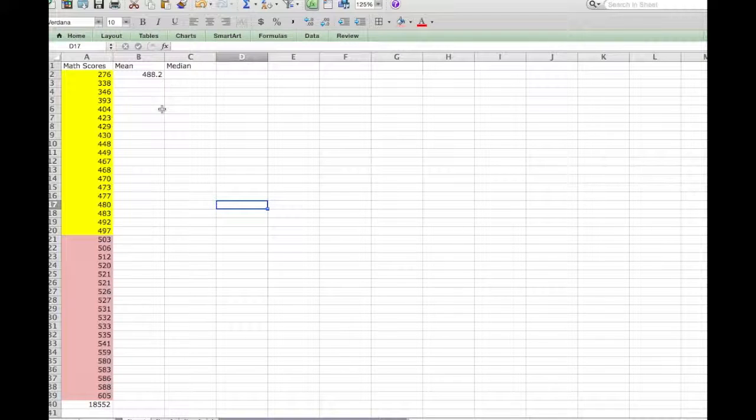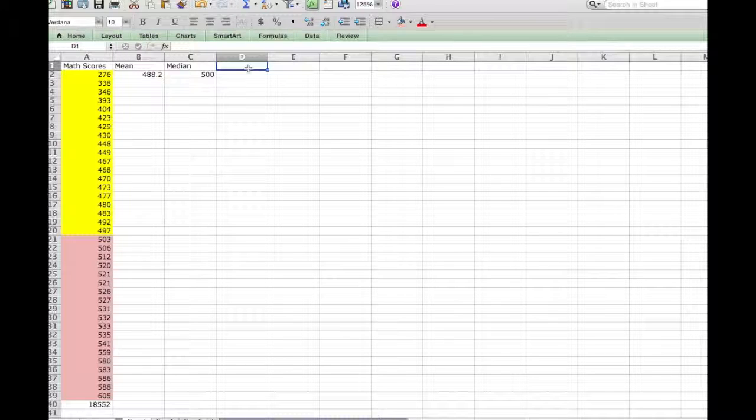So in this case, what I have to do is find the average between 497 and 503. So I'm just going to type in here equals, and I'm going to add the 503 plus the 497, and I'm going to divide that by 2, and we find that our median, our middle score, is 500.